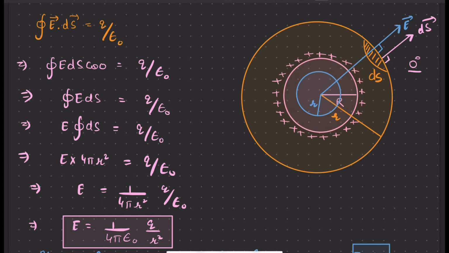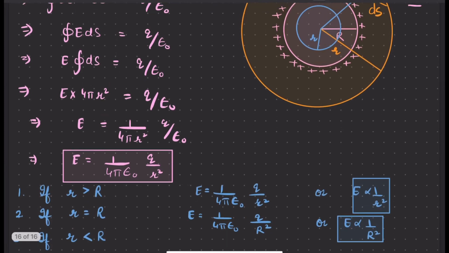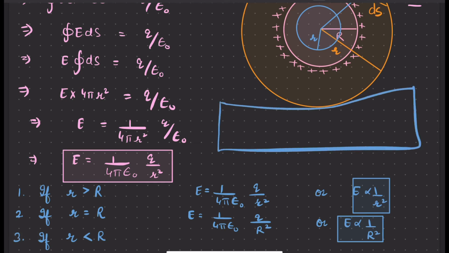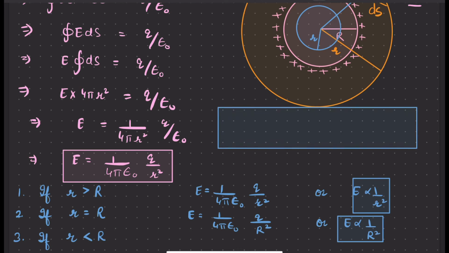So how will we consider how much charge is spread over the sphere of radius small r? In order to find this small charge which is spread over the Gaussian surface of radius small r, we need to recall the definition of volume charge density. So we know from the definition that volume charge density rho is equal to total charge divided by total volume.